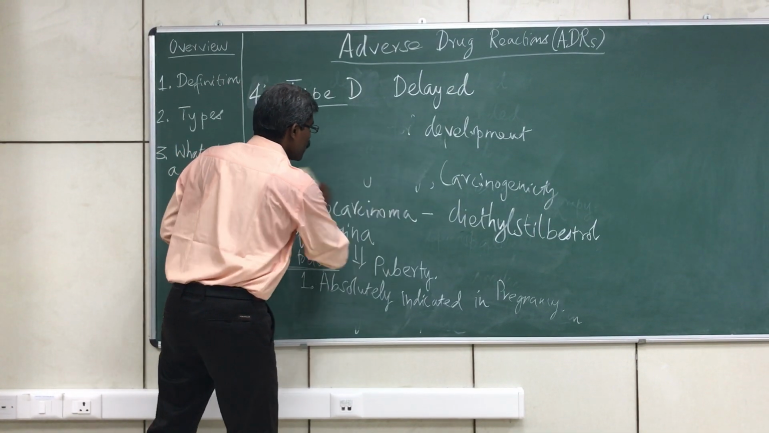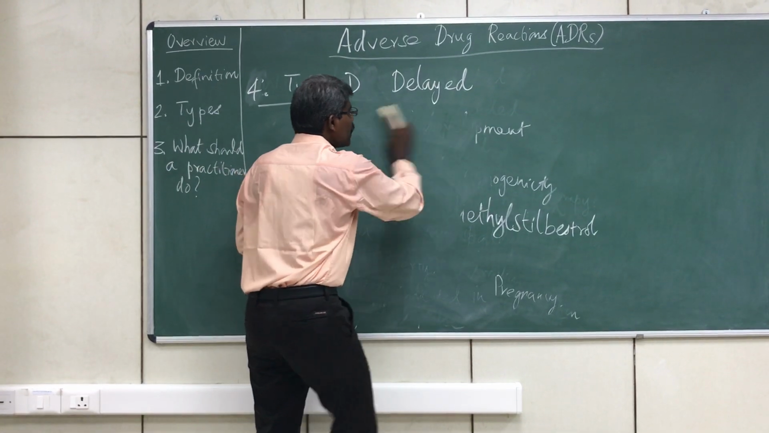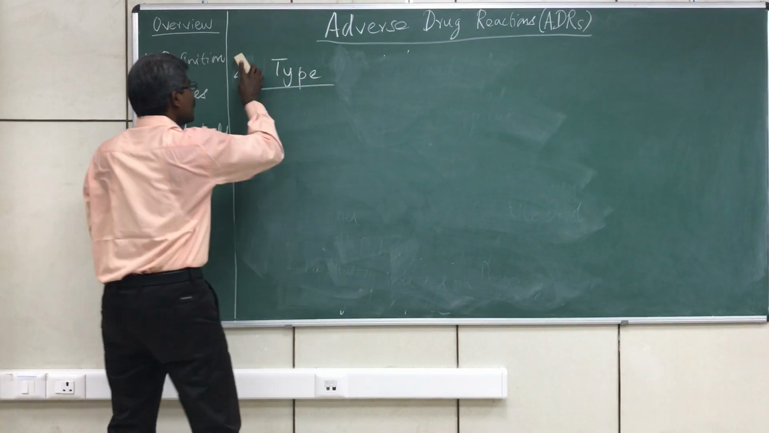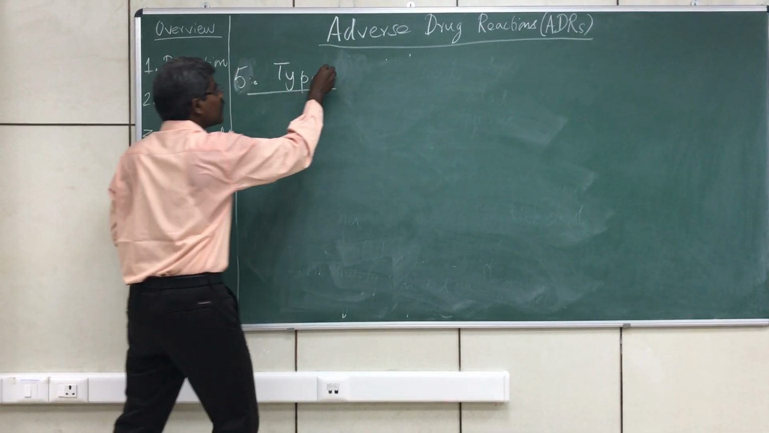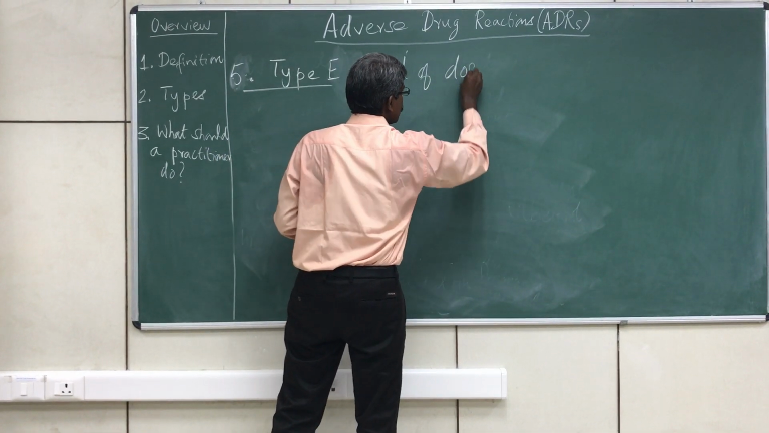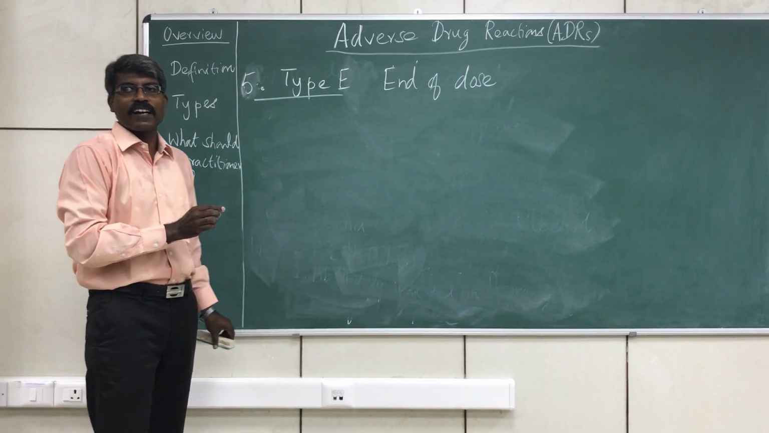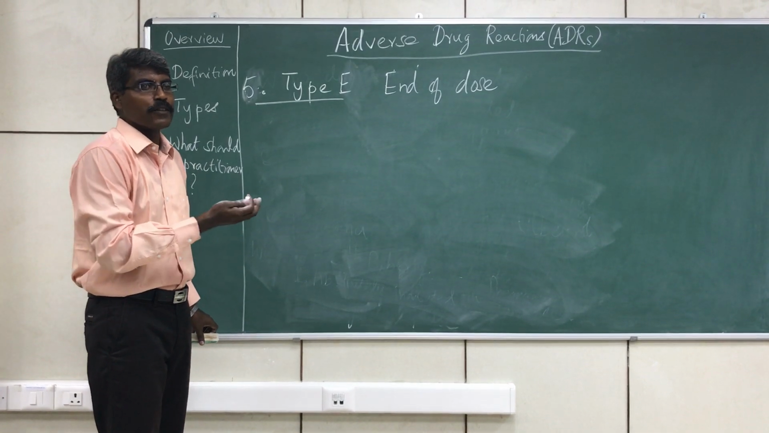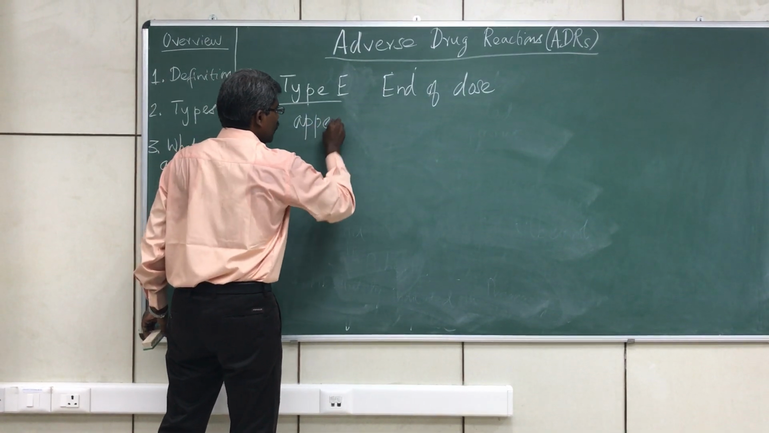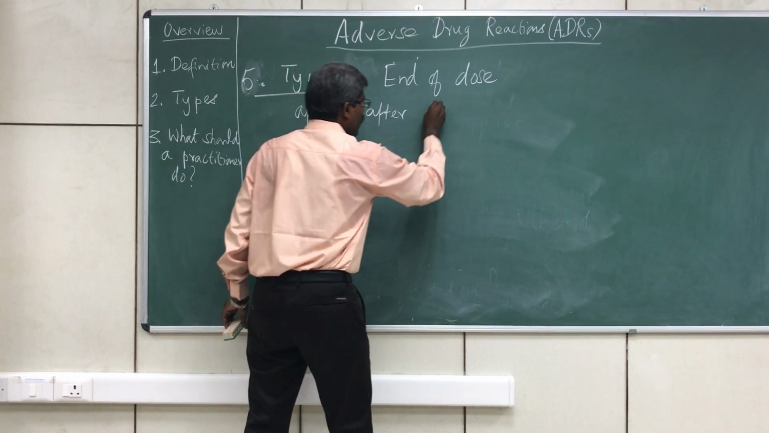Now let's go to the fifth type. The next alphabet is E. So the fifth type is type E reactions, isn't it? Right. Now what does E stand for? Any guess you want to make? E stands for end of dose. Again, the name is very self-explanatory. These adverse drug reactions occur at the end of the dose, or when the dose or the drug is withdrawn or stopped abruptly. These are adverse drug reactions which appear after the drug is stopped abruptly.